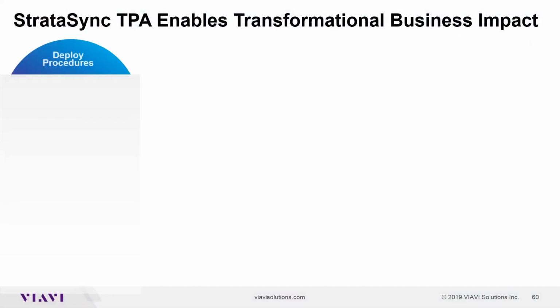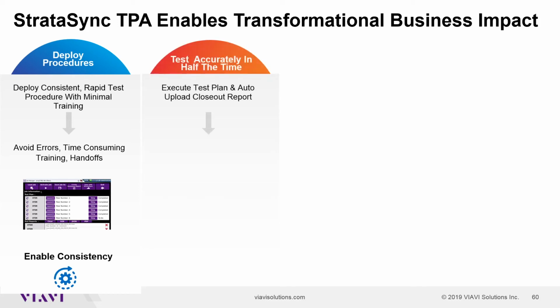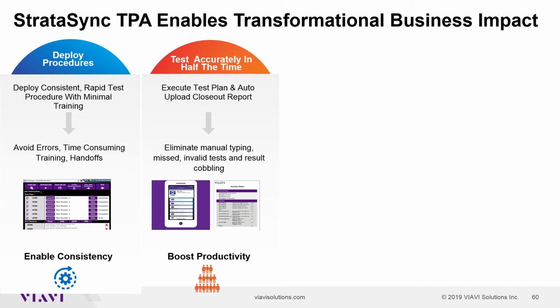StrataSync Test Process Automation enables transformational business impact. That's because we can deploy procedures quickly that are consistent, avoiding errors and handoffs, so we can enable consistency across our team. Next, we're going to test accurately in half the time because we're going to execute a test plan that's been downloaded to our instrument, and we're going to auto-upload a closeout report. So we're going to avoid a lot of manual work and things that lead to errors that cause repeat visits. So we'll ultimately boost productivity.